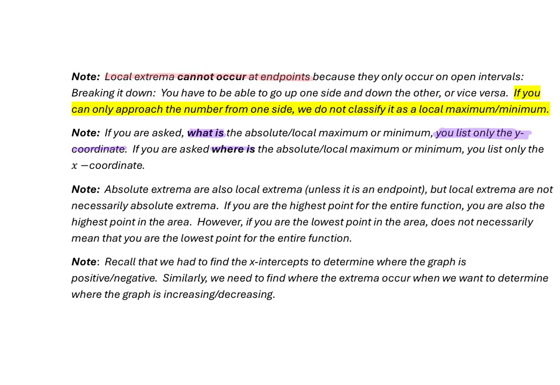On the other hand, if you were asked where is the absolute minimum or maximum, then you list only the x-coordinate. So Mount Everest is the highest point. And then we say, okay, well, where is it? Well, then we talk about where it is on Earth. Okay?